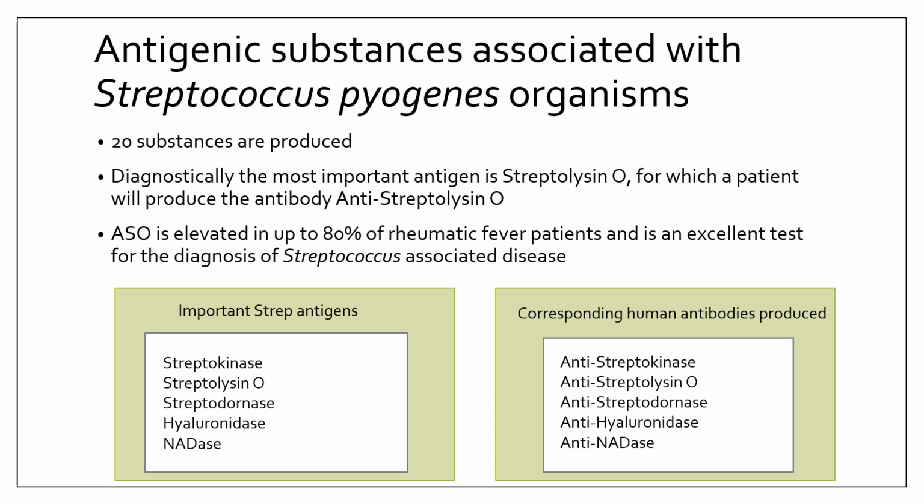Some of strep's important antigens would be streptokinase, streptolysin O, streptodornase, hyaluronidase, and NADase. The corresponding human antibodies that we're going to look for in patient serum would be anti-streptokinase, anti-streptolysin O, anti-streptodornase, anti-hyaluronidase, and anti-NADase.